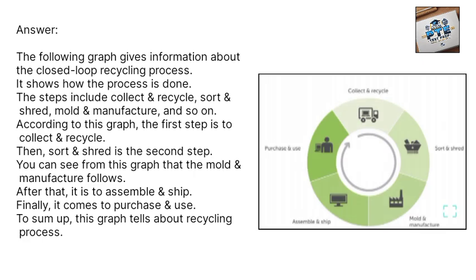The following graph gives information about the closed-loop recycling process. It shows how the process is done. The steps include collect and recycle, sort and shred, mold and manufacture, and so on. According to this graph, the first step is to collect and recycle. Then, sort and shred is the second step. You can see from this graph that mold and manufacture follows. After that, it is to assemble and ship. Finally, it comes to purchase and use. To sum up, this graph tells about the recycling process.